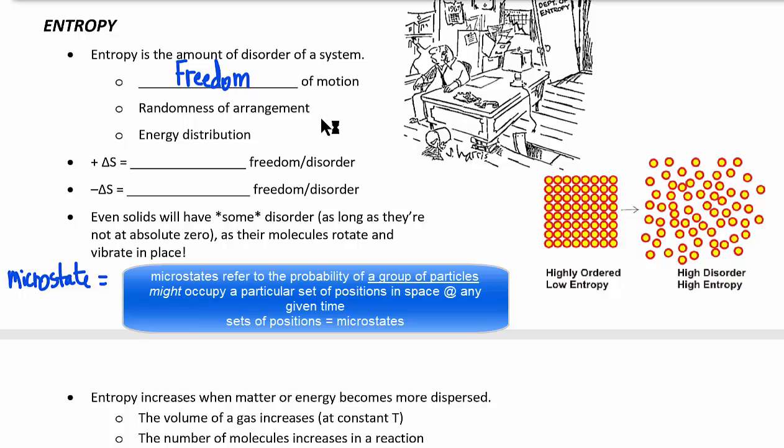Microstates describe the probability a group of particles might occupy a particular set of positions in space at any given time. This set of positions is equal to the microstates. So the more microstates a system has, or a group of particles has, the higher the entropy. So let's use an example.